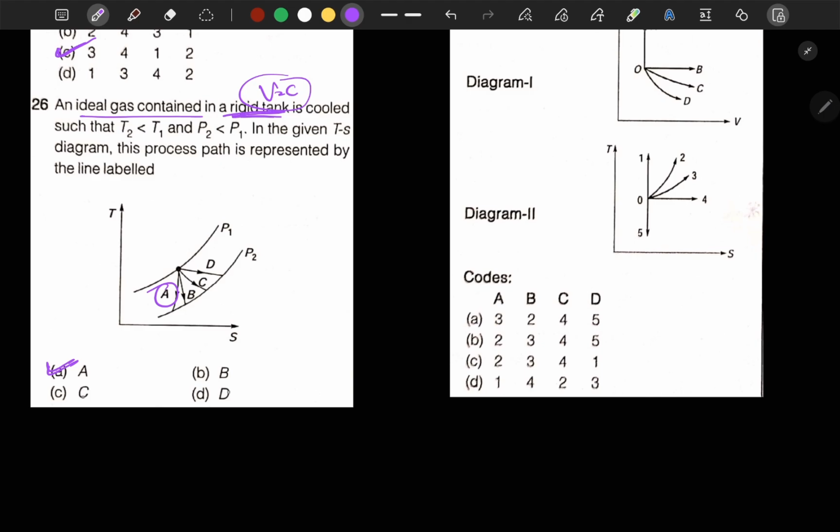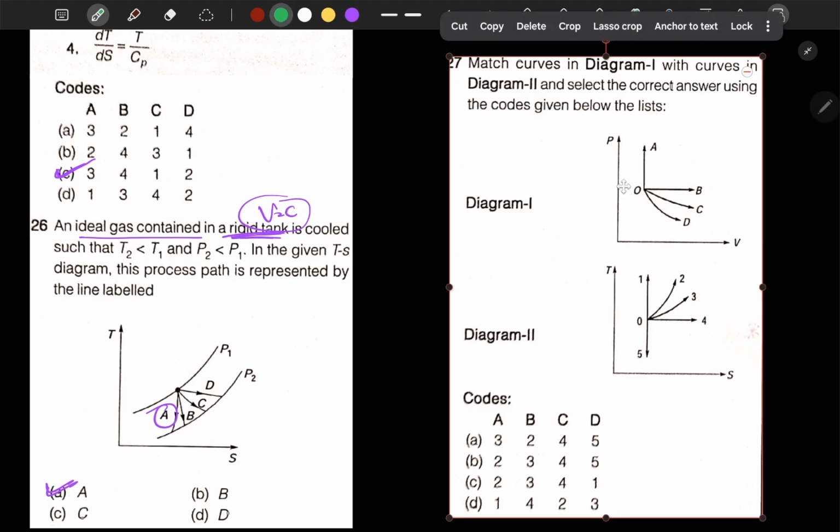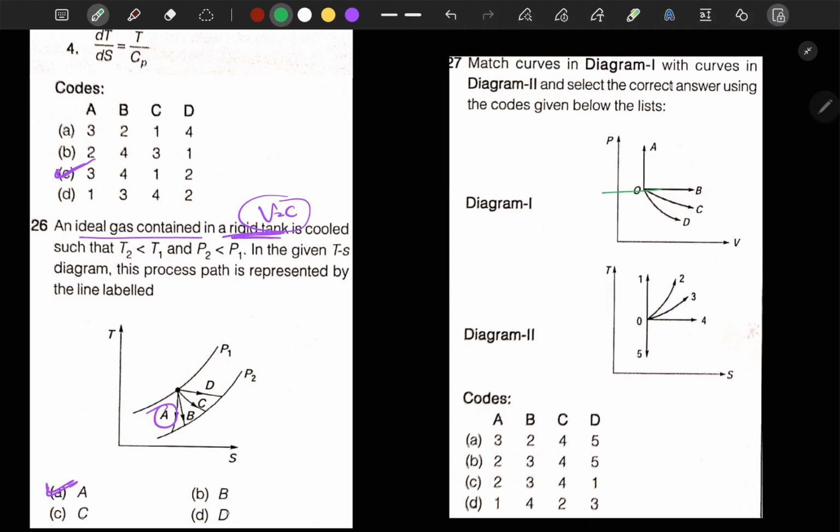Now moving to the next question. It is also a match type. So we have to match the curves from the PV diagram on the TS diagram. We know that in the PV diagram we represent our state equation by PV to the power K is equal to constant, and the K value increases in the clockwise direction. So we can see from here that this process B is our constant pressure process.